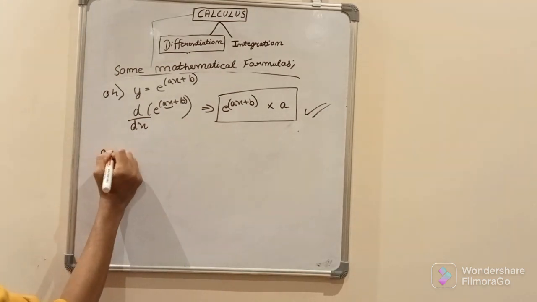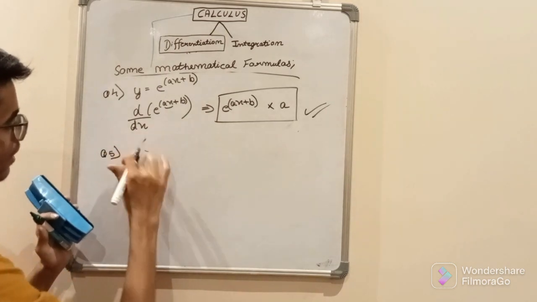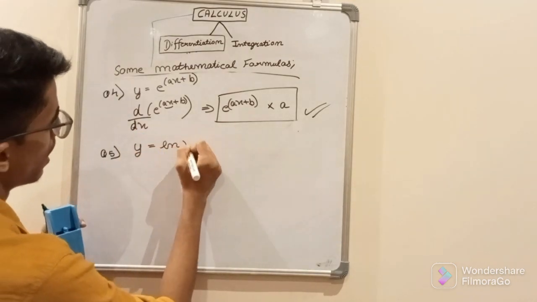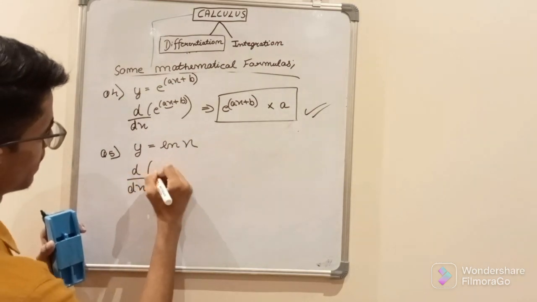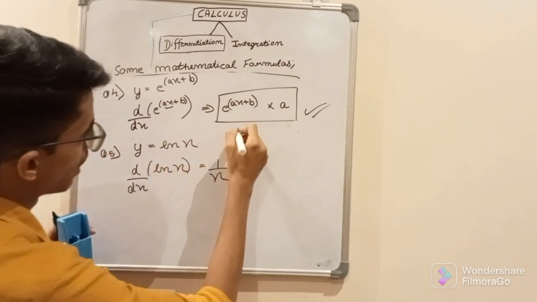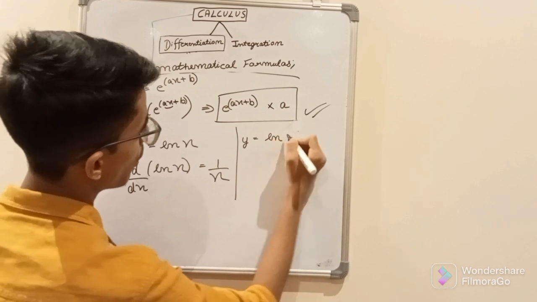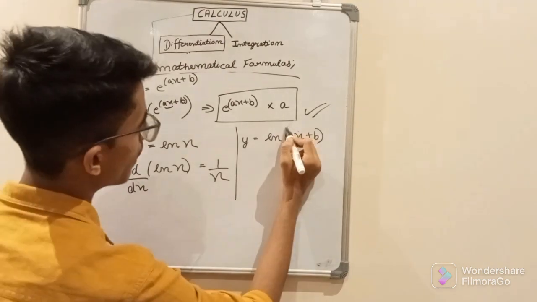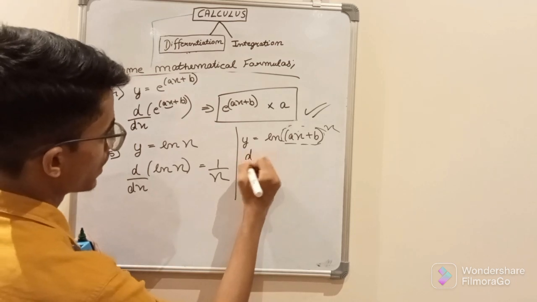Next question. Let's say y is equal to ln x. So d by dx of ln x is 1 upon x. Now if we add some values, we can take it as y is equal to ln ax plus b. Now we have to assume this entire term as x. Now we can just solve it.